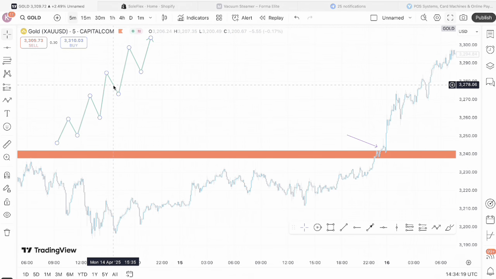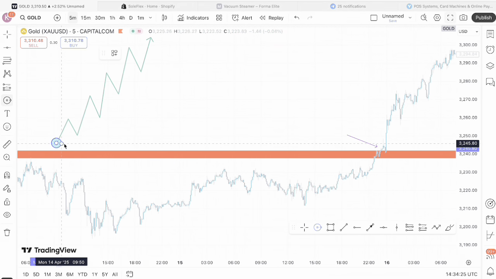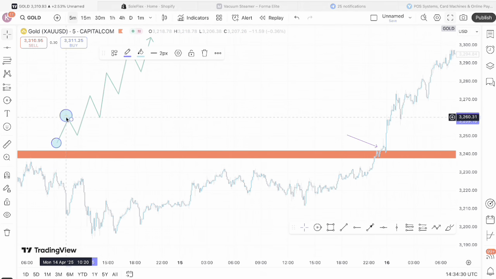It doesn't initially just press up. It has patterns in between. So this is your, let me highlight them, this is your higher low, and then this is your higher high, right? And same for everything: higher low, higher high, higher low, higher high.